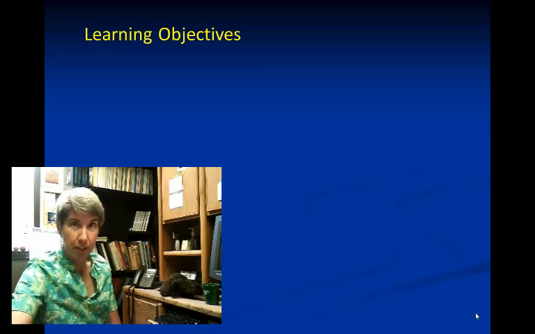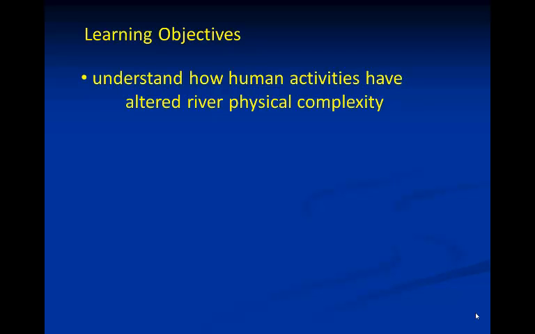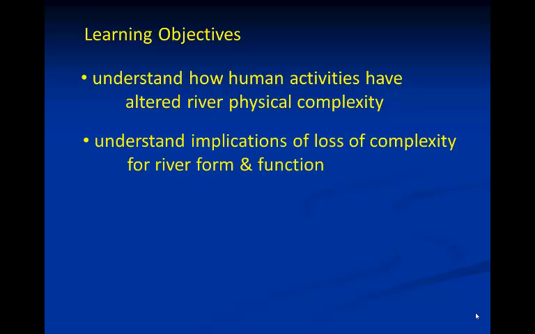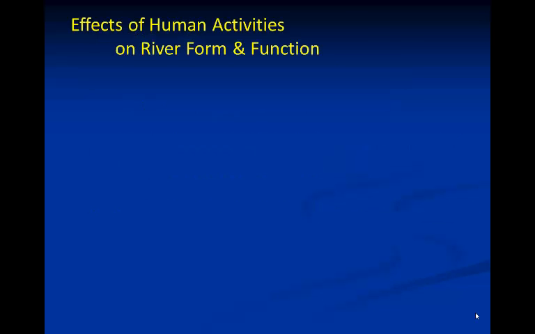And the basic objectives for this section would be to understand how human activities have altered the type and the magnitude of river physical complexity, understand the implications of some of that loss of complexity for river form and the processes that create function in rivers, and then explore a case study from the headwaters in the Colorado Rocky Mountains. So first of all, how do our activities alter river form and function?